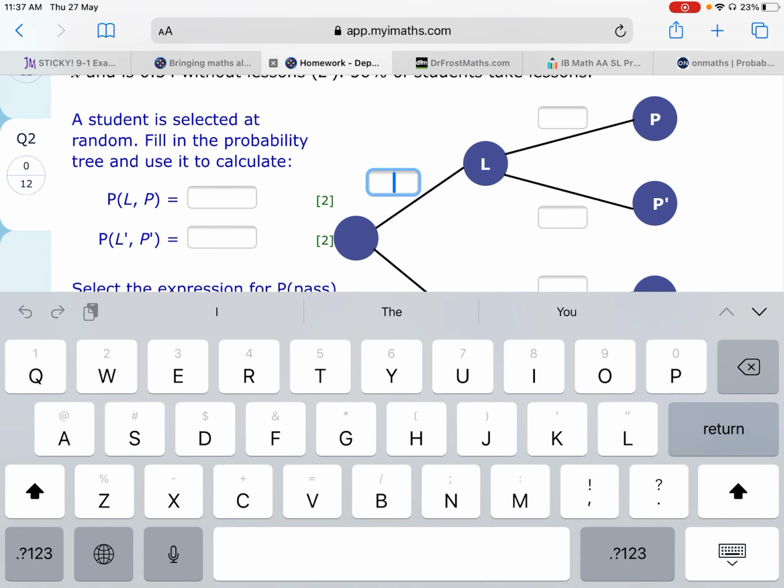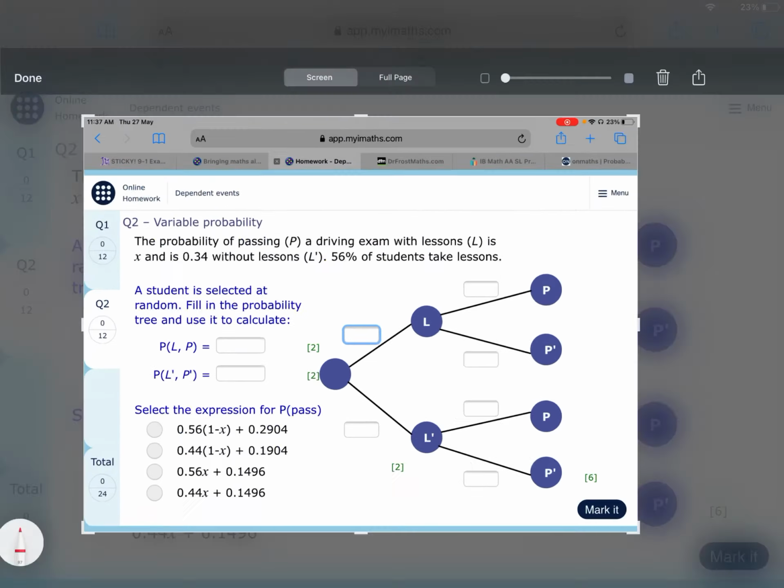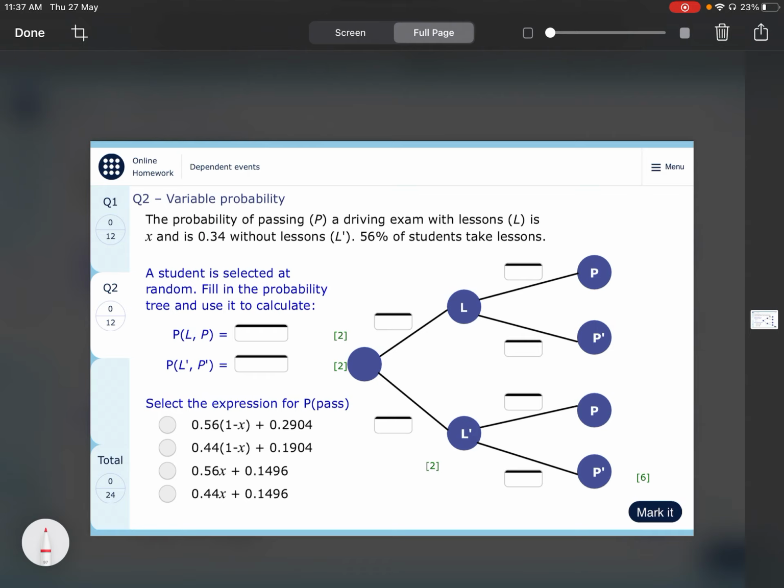Now on to the second question. So this time it's another tree diagram, and what you need to understand is that the L naught, which you see here, means not L. So it says the probability of passing a driving exam with L lessons. So this is with lessons, and this is not lessons. So that means this little apostrophe that you see means not having lessons. So just in case you've forgotten that, that's the first thing you need to understand.